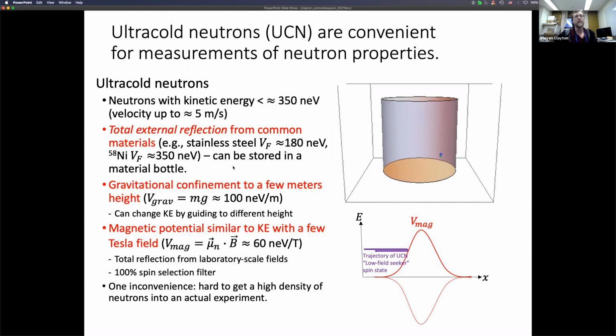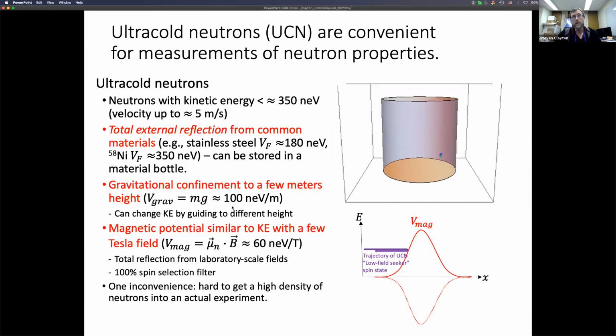For example, stainless steel has a pretty high, it's called Fermi potential. So it's like a step potential for them to bounce off of. Nickel 58 has a very good Fermi potential of 350 nanoelectron volts. So basically you can get a material bottle and you can literally fill it with ultracold neutrons and hold them in it. Furthermore, the gravitational confinement is to a few meters of height.